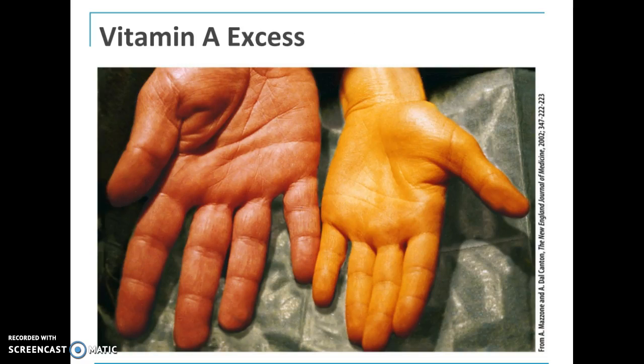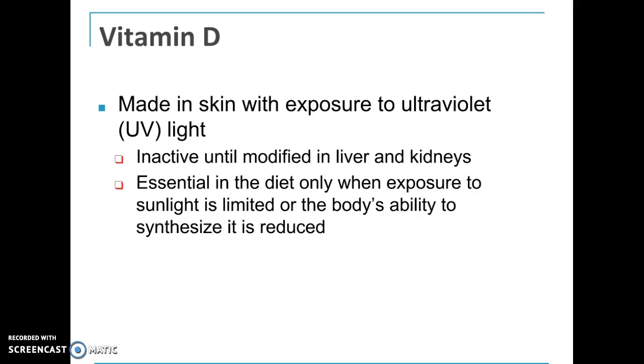And that's a picture of hypercarotenemia. Over on the right, you can see the hand is slightly orange from excessive vitamin A intake in the form of carotenoids.